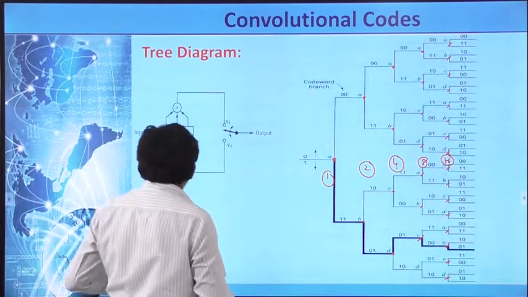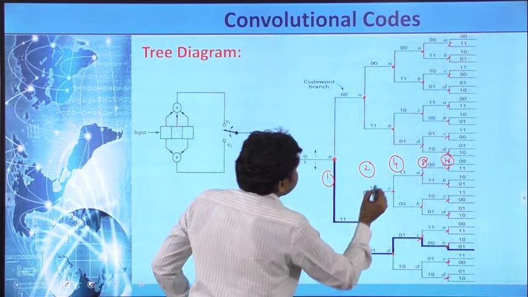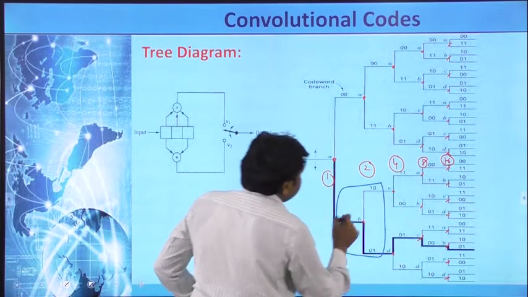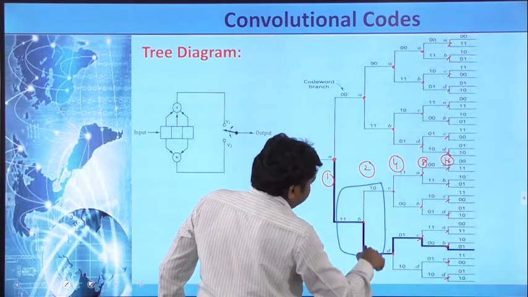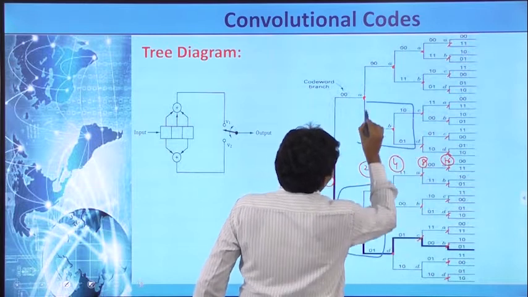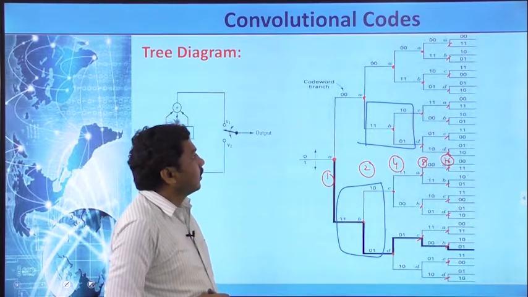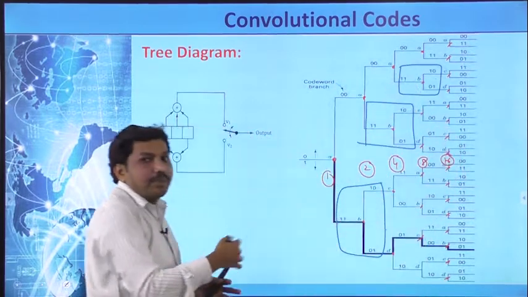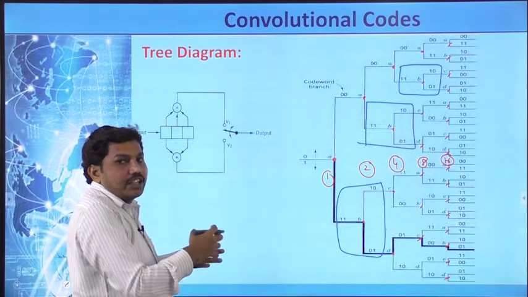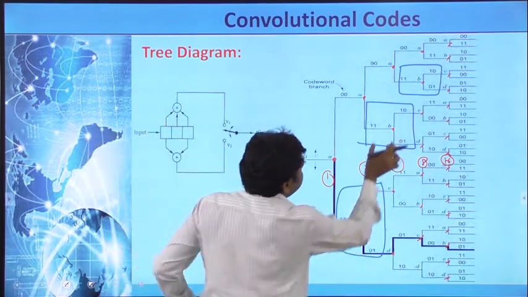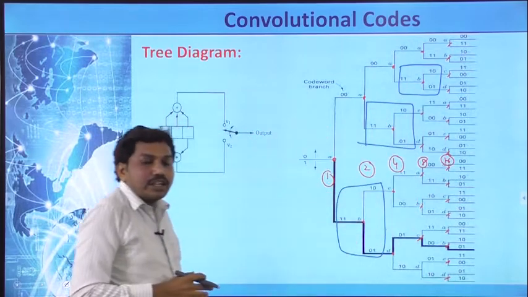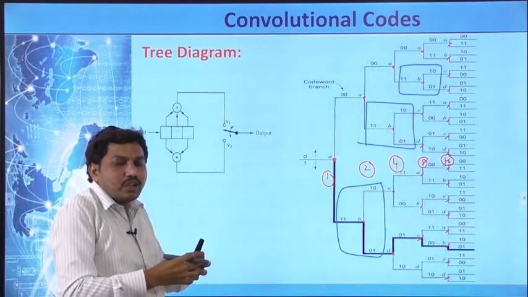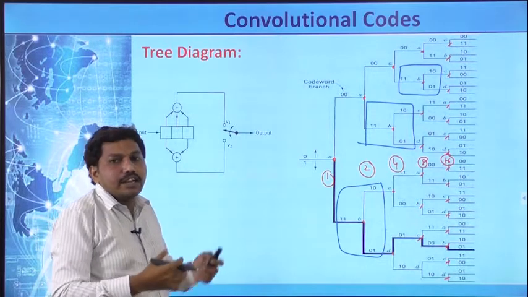What exactly it means is, look at here. The output stages here, this is 1 1, this is 1 0, this is 0 1. So these two are the same, and these two are the same. That means the output of the tree is repetitive. So this part is repeated here, this part is repeated here. That is the major problem in the case of a tree diagram. In order to remove this redundancy, we use a structure which is called the trellis diagram.